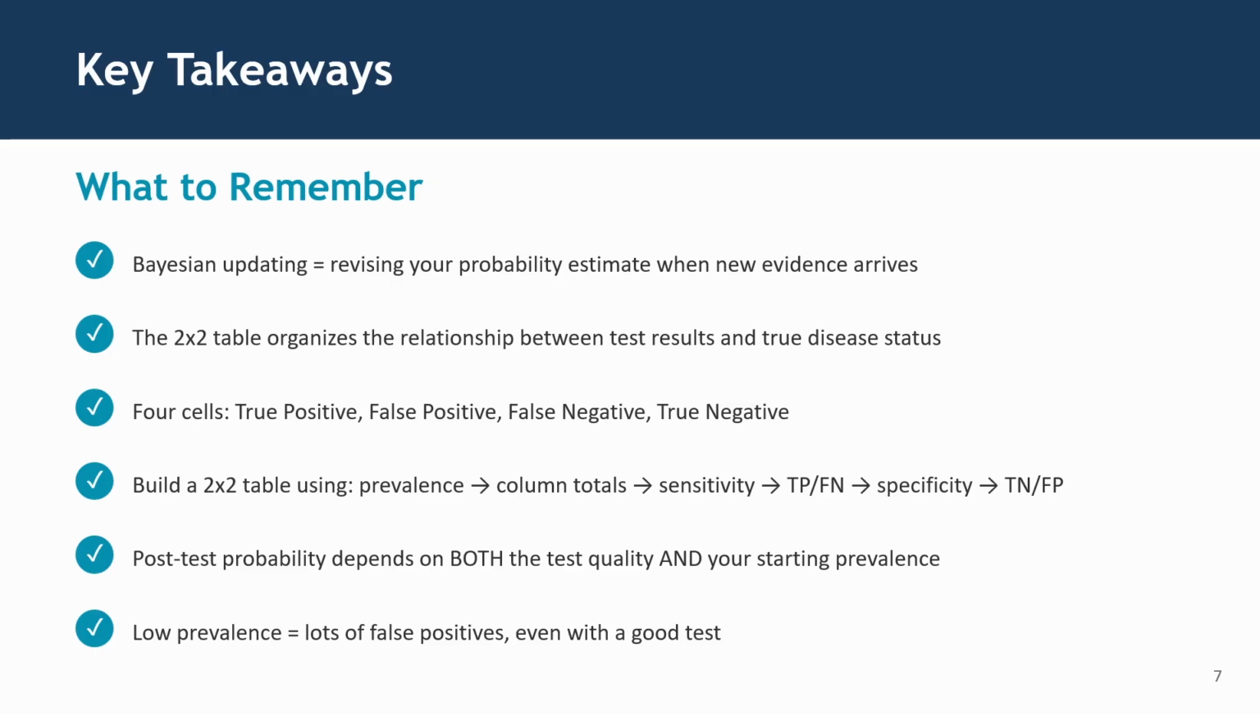In the next talk, we'll talk about the cognitive shortcuts and mental traps that derail this kind of careful reasoning, the biases that make us ignore base rates, anchor too hard on early information, and close our minds prematurely.